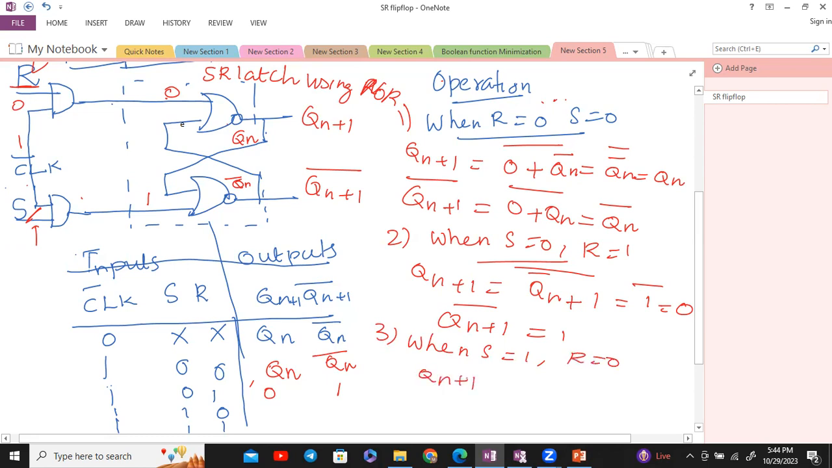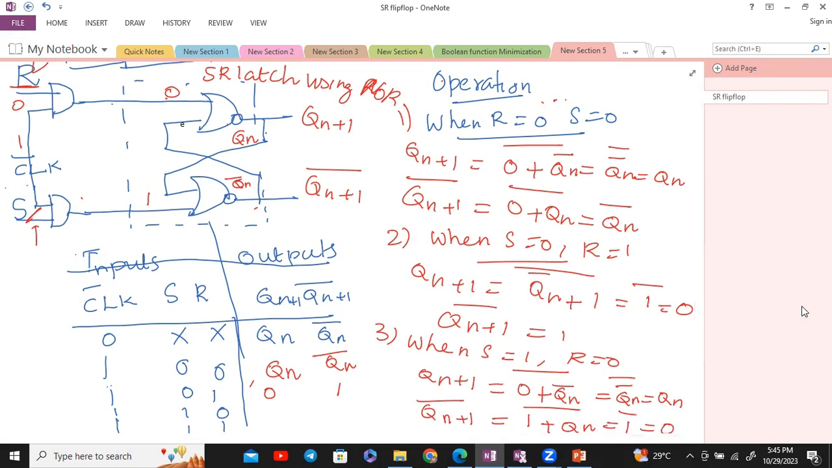What about Qn plus 1? Qn plus 1 is equal to, so it is 0 plus the Qn bar, the whole bar. So 0 plus Qn bar, the whole bar becomes Qn bar bar. So it is Qn. Now you don't get any value. So you have to check for the next condition, Qn plus 1 bar. Qn plus 1 bar is 1 plus Qn, the whole bar. What is 1 plus Qn? It is 1 bar. So it is nothing but 0.